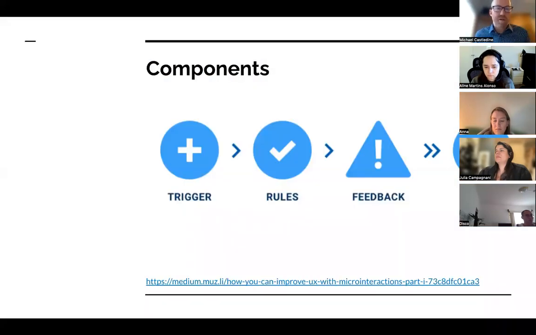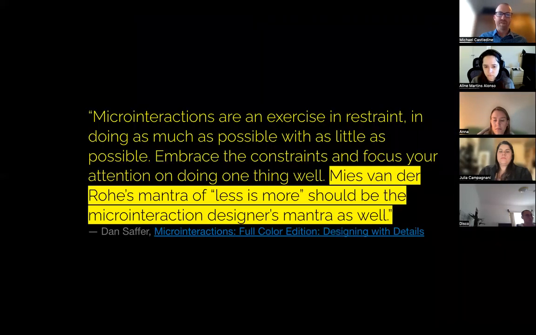So those are the 4 main components that we need to think of in those micro interactions: the trigger, the rules, the feedback, and the loops and modes. Now, in saying and showing you all these pretty animations, Mies van der Rohe, really great designer. Less is more, right? Don't animate for animate's sake.